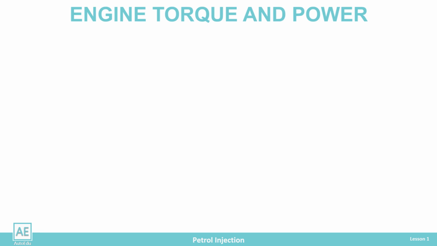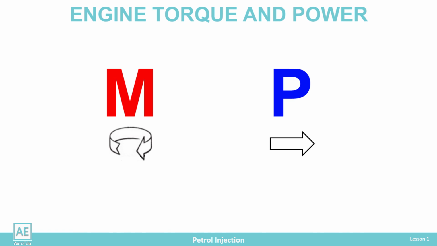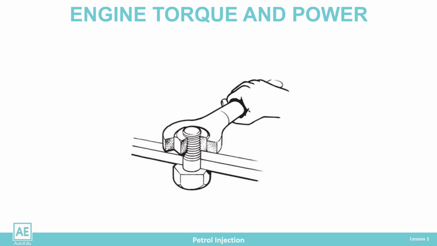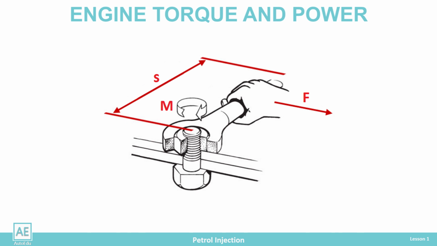To understand the operation of the injection system, we need to know what torque and power are. A torque is a twisting or turning force. It is based on the force pushing one end of the lever to produce rotation at the other end. A torque is used to tighten and loosen bolts and nuts with a wrench. The magnitude of the torque depends on the strength of the thrust force and the length of the lever. The torque is the product of the force and the length of the lever.